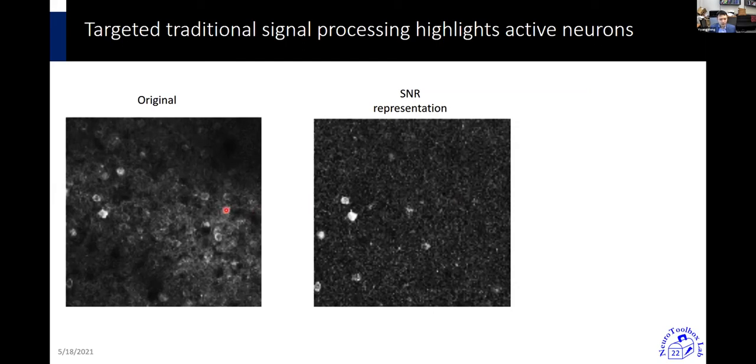Here's the raw movie. What our algorithm did was put it into a new representation called SNR representation, where it can de-emphasize bright neurons that are not active. So this one, you can see it, but it's not actually doing anything. So we de-emphasize it in our representation. And it can emphasize dim neurons that are very active, but washed out by the background. So there's actually a neuron here, and we can emphasize that in our new SNR representation. This very much lessened the burden on our deep learning algorithm.